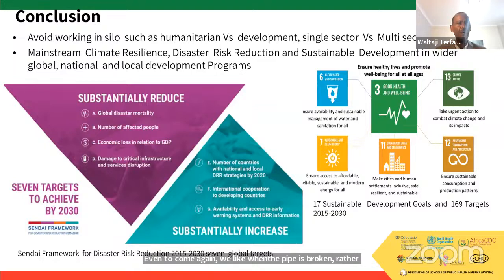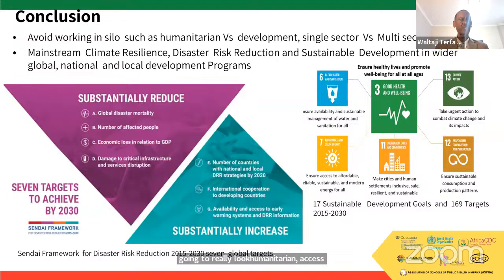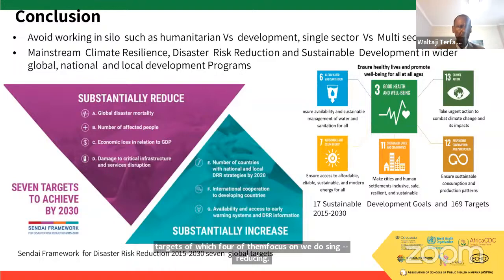And then we need to look at how we are going to really link humanitarian and development, the nexus. So in this case, it's very important to take a holistic approach: mainstreaming climate resilience, disaster risk reduction, and sustainable development in wider global, national, and local development programs. In the Sendai framework, we have seven targets, of which four are focused on reducing, and three of them are focused on building capacity. So it is really very important.